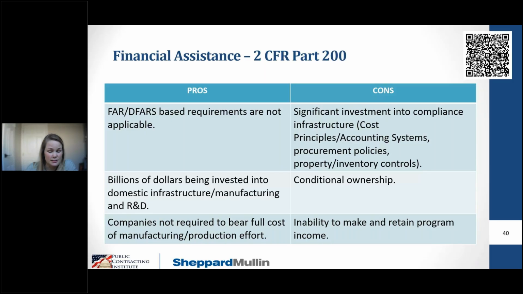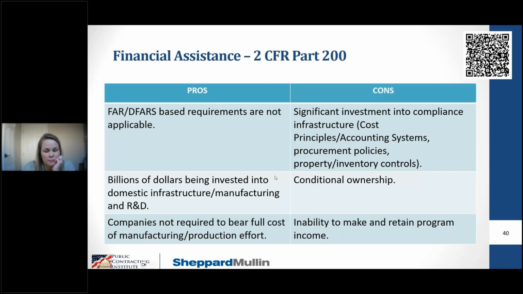Uniform Guidance contains a lot of strict requirements, including cost accounting principles, written procurement policies, detailed inventory and property controls. There's also limitations on your ability to maintain program income. Your ownership is conditional and subject to a federal interest. There's a lot of things, and you can follow that QR code and learn more about them if you're interested.